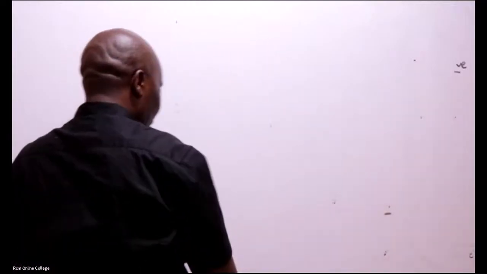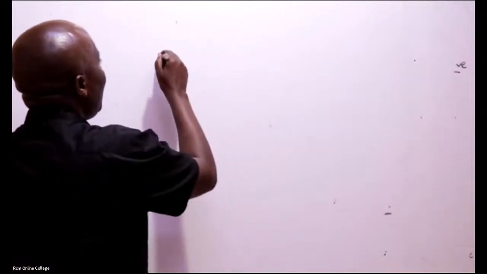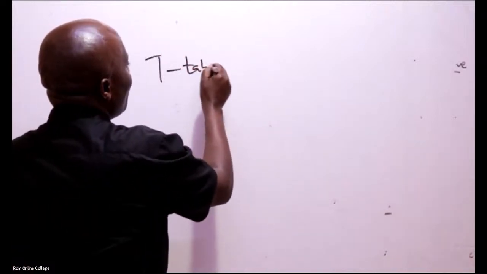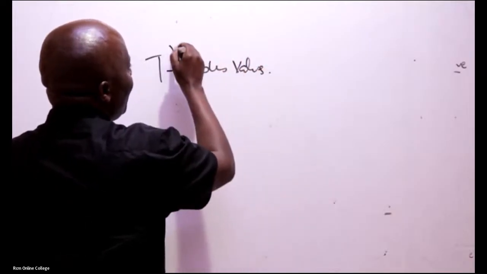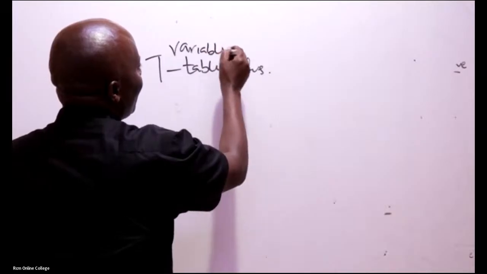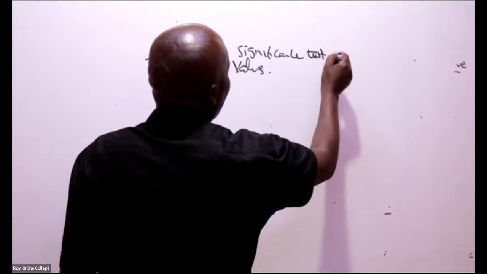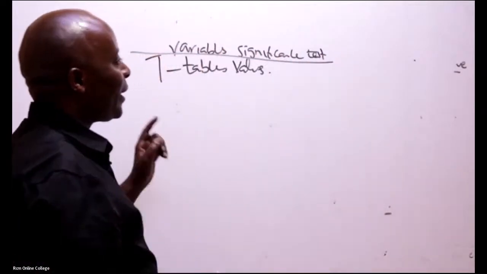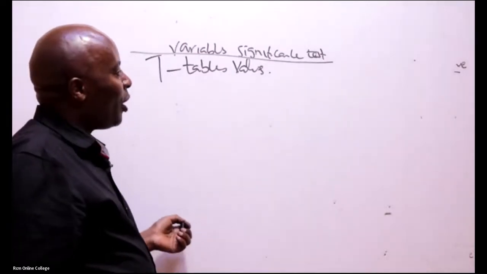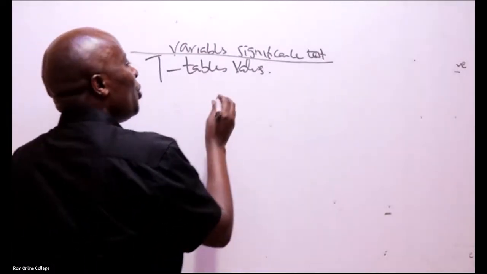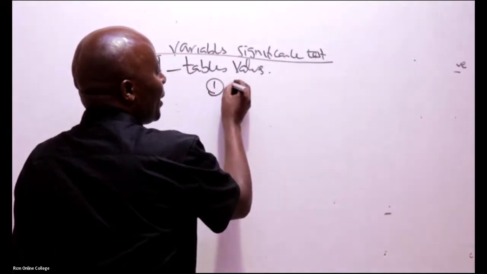So in this case, we shall go ahead and read the T tables value, because these are variable significance tests. We are using the T statistic. So here we have to read the T tables value. For us to be able to read this T tables value, what do we need? We need degrees of freedom.